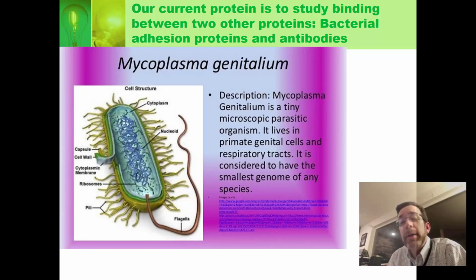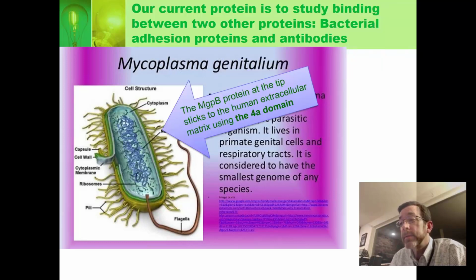Mycoplasma means it's really small. It's actually a little parasitic organism. It has a really small genome, actually the smallest genome of any species. In that genome, it encodes all these proteins, including the adhesion protein. Our collaborators have identified that, we have purified it, and we now want to study how that adhesion protein binds to other proteins.